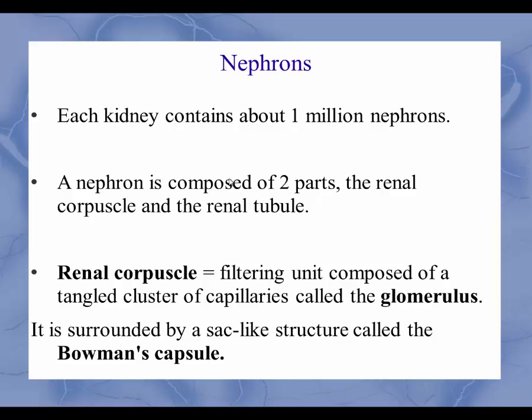That's called the glomerulus. And surrounding that glomerulus is basically a cup or a sac-like structure that collects everything that gets filtered. That's called the Bowman's capsule. So the corpuscle is the glomerulus, which is a big tangled wad of capillaries, plus the Bowman's capsule. Both of those together make up the corpuscle.